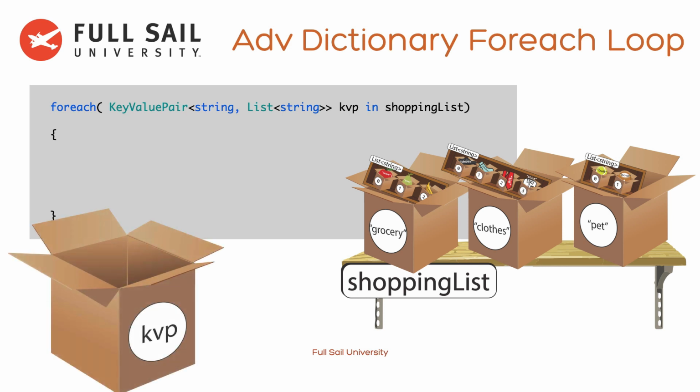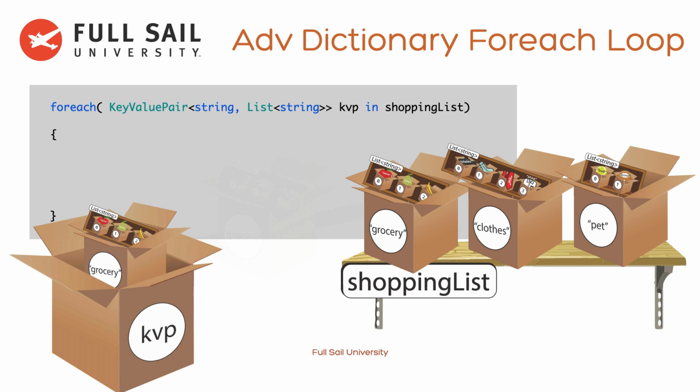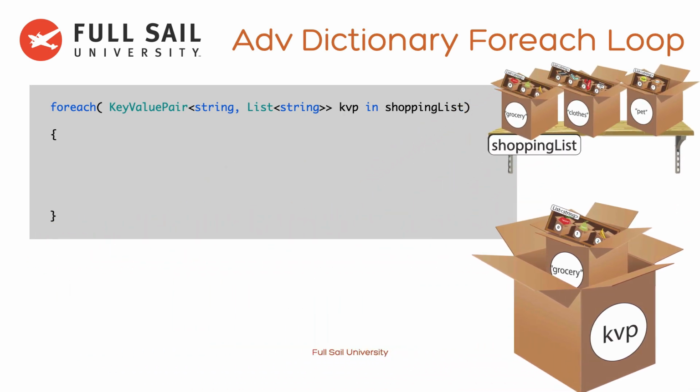Now, just like last time, we have this KVP variable that's a temporary variable that's only going to exist in our foreach loop, and each different time it loops, it's going to take the actual key and value, so the whole dictionary element, and put it inside of itself. Now, inside of our foreach loop, we're going to use this KVP variable. And last time, what we did was Console.WriteLine(kvp.Key) and Console.WriteLine(kvp.Value).